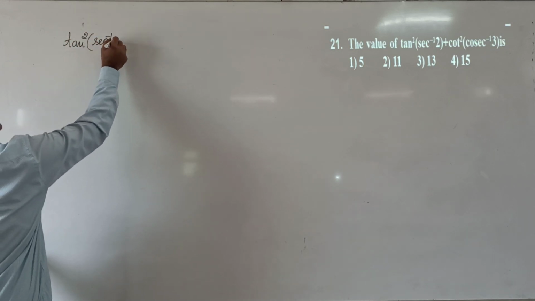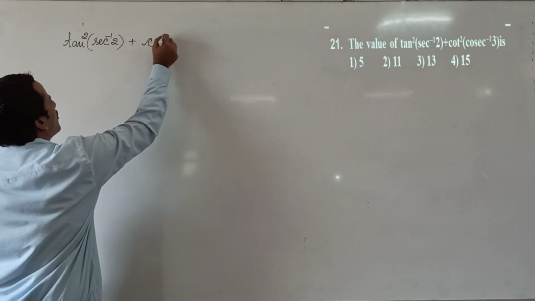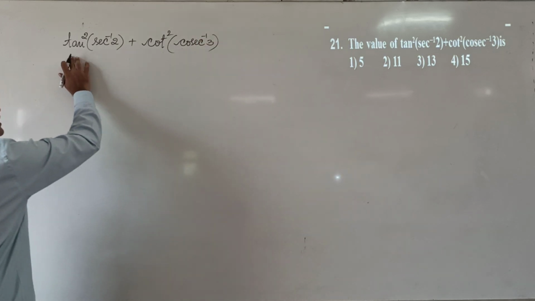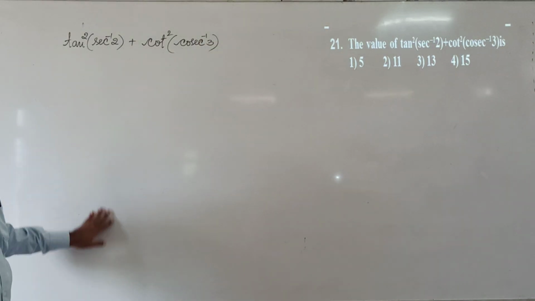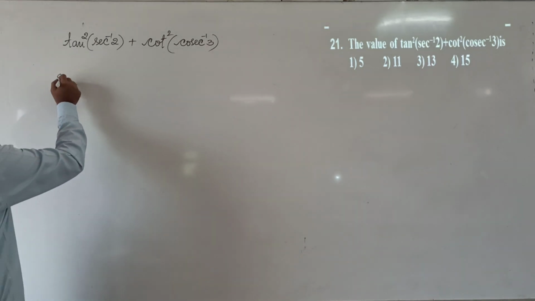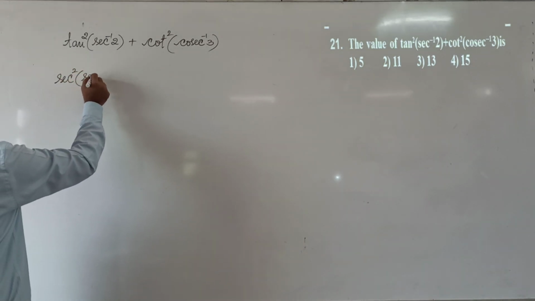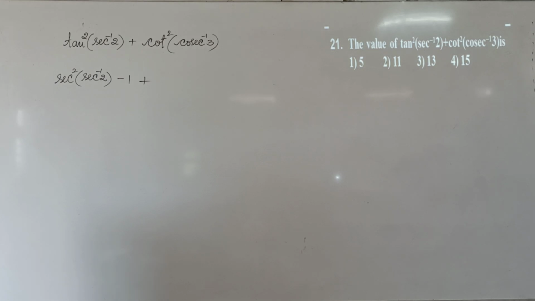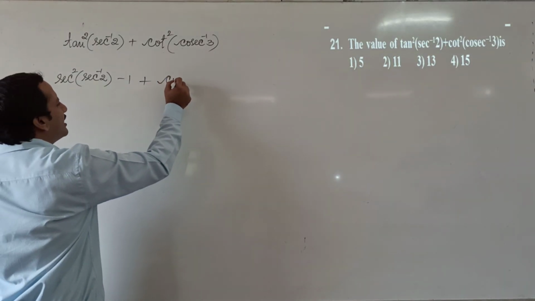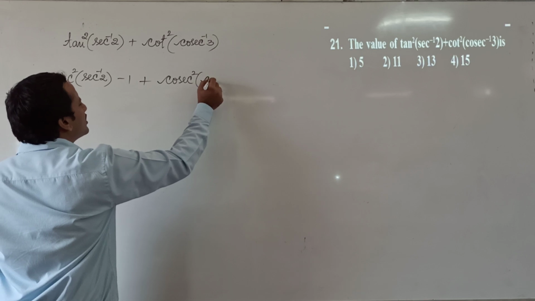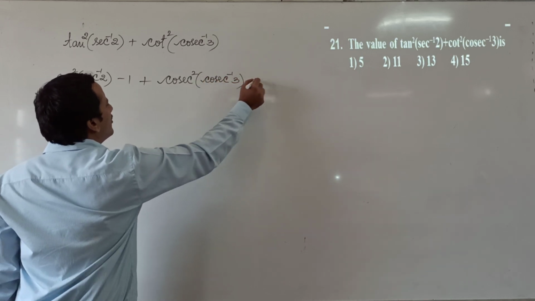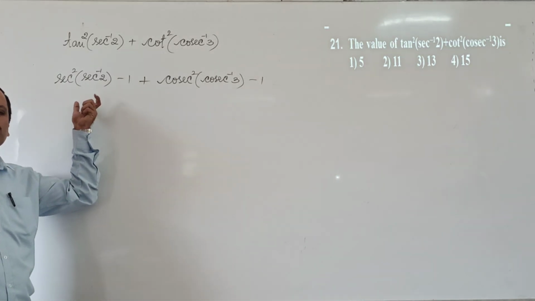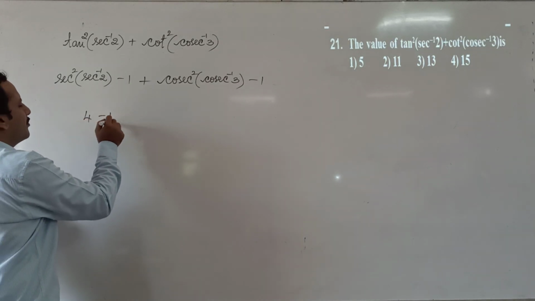Tan square secant inverse 2 plus cot square cosecant inverse 3. This is like tan square theta. Tan square theta can be written as secant square theta minus 1. So you can write this as secant square secant inverse 2 minus 1. Similarly, cot square theta can be written as cosecant square theta minus 1. So cosecant square cosecant inverse 3 minus 1. Secant square secant inverse 2: this is secant of secant inverse 2, which is 2. 2 square is 4 minus 1.